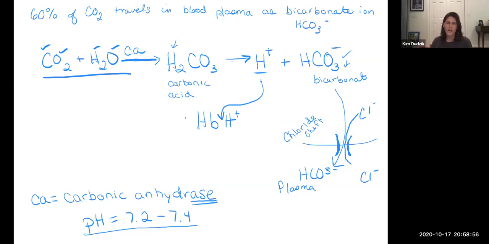Okay, so this is how we convert carbon dioxide into bicarbonate. And it's a way that we can carry a lot of carbon dioxide through our blood. But then the bicarbonate acts as a buffer. So this system is actually very important, again, as a way to keep our blood within that homeostatic level of acidity.